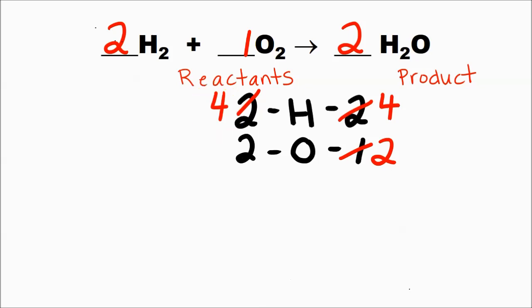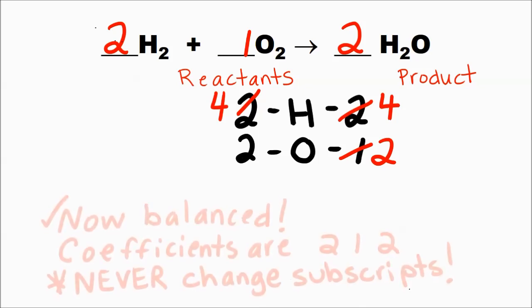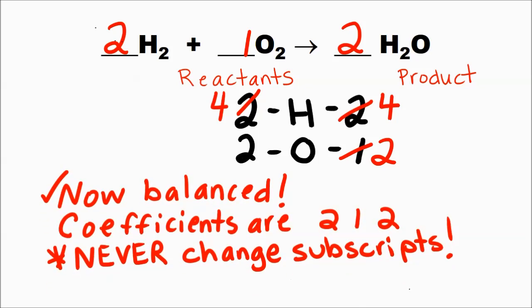Now let's see if we're balanced. On the left we have 4 hydrogens, and on the right we have 4 hydrogens. On the left we have 2 oxygens, and on the right we have 2 oxygens. So this equation is now balanced.